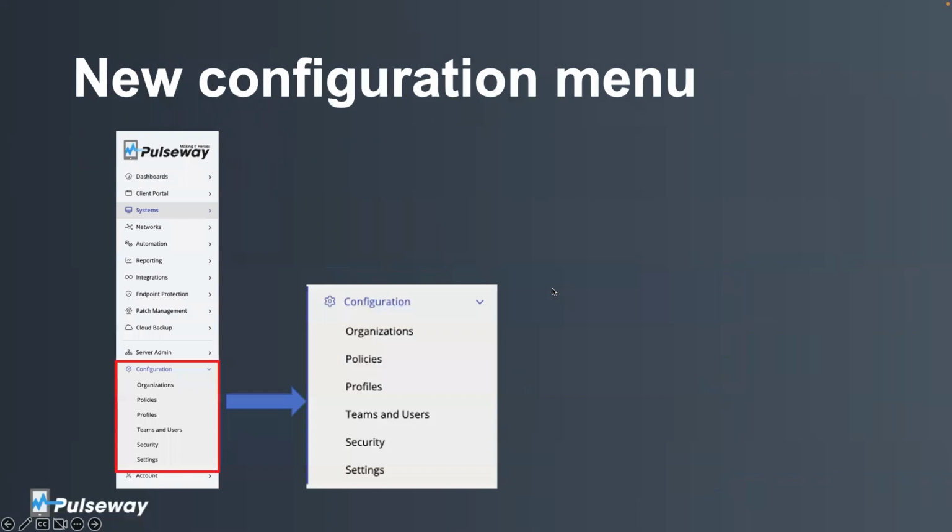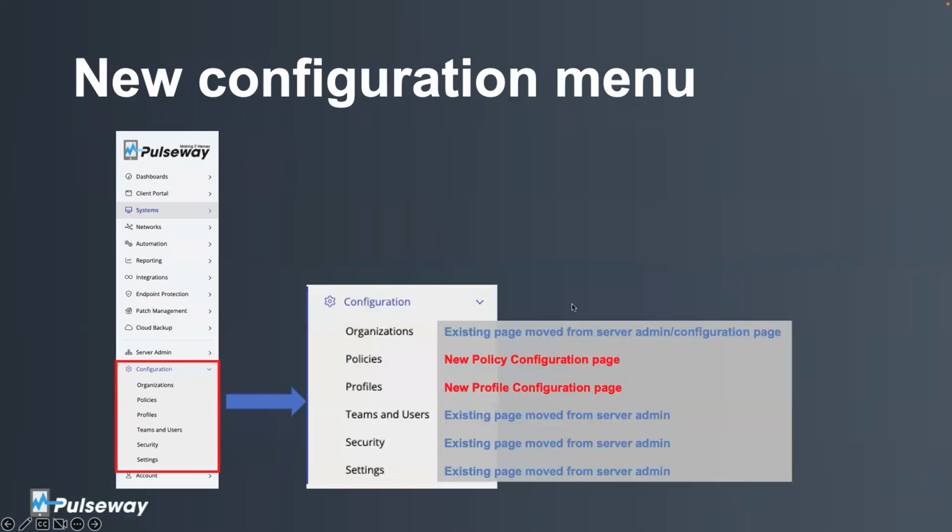The first thing you'll see when you log into 9.2 is the new configuration section. Most of this will be familiar to you, because organizations, teams, and user security and settings are existing pages that have moved to this new menu. There is a new policies configuration page and a new profiles configuration page. And that's what we'll look into now.